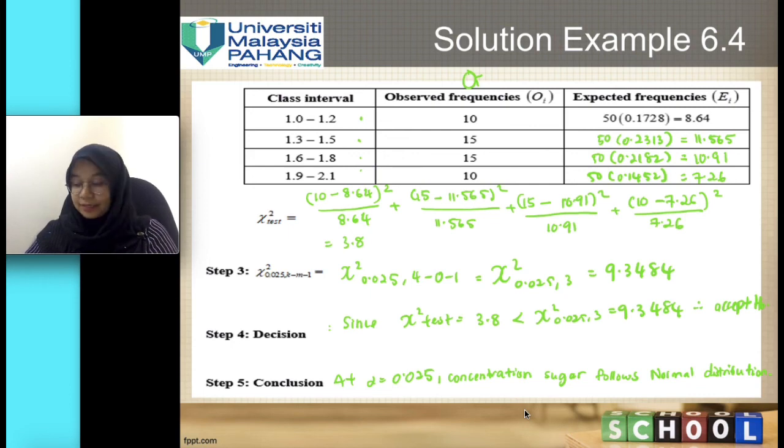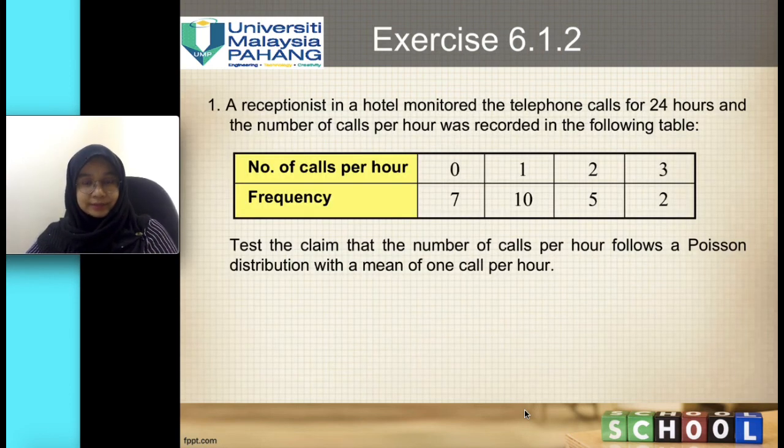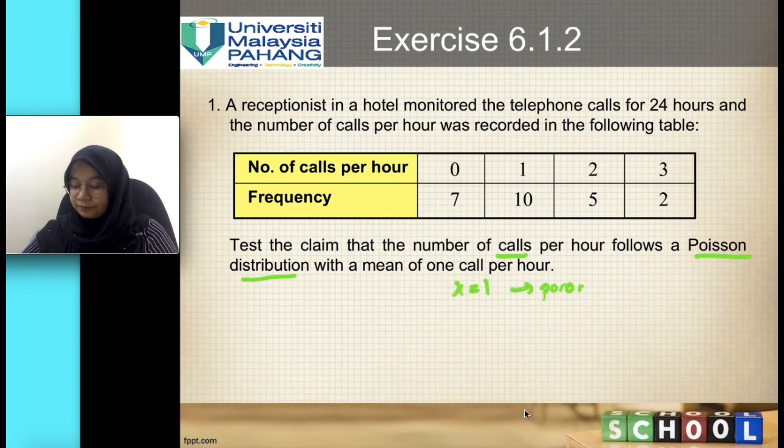Okay, done for the example. You have the exercise. So please try to do this exercise 6.1.2. The receptionist in a hotel monitored the telephone calls for 24 hours and the number of calls per hour recorded in the following table. Test the claim that the number of calls per hour follows a Poisson distribution with mean of 1 call per hour. So lambda here equals 1. The parameter is given. So in order for you to find the chi-square, your m will become 0. Okay, can you do it on yourself?